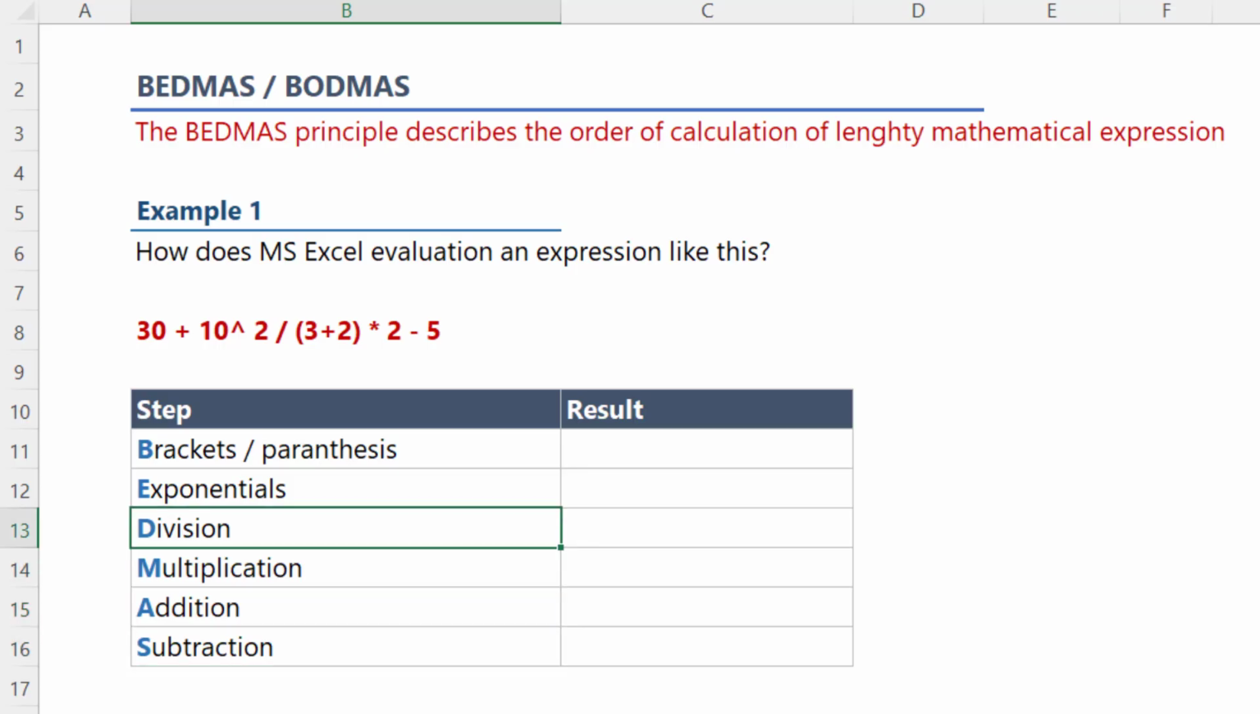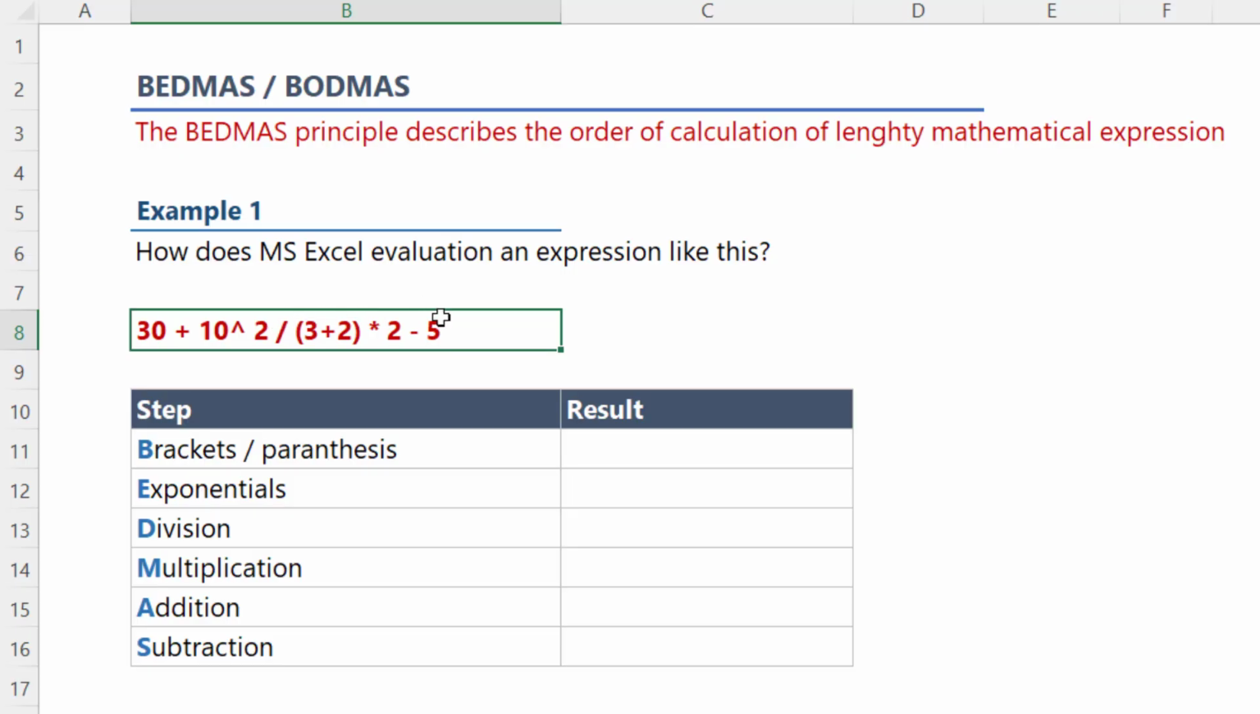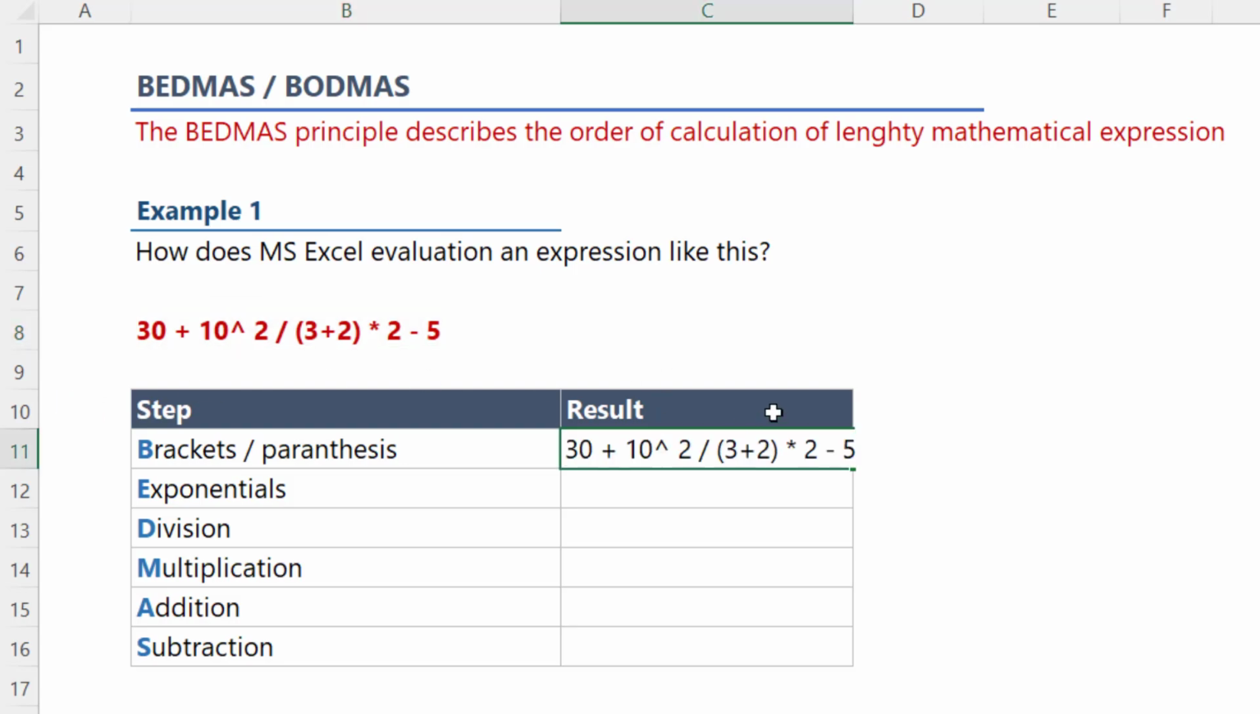What this means is, when you have a lengthy expression like this, the first thing to be evaluated will be the ones that are within the brackets. So let me copy this. What is it that it's going to evaluate first? If we look at it, it's 3 plus 2 that's within the brackets. So that is going to get evaluated first. So this equation is essentially going to become 30 plus 10 square divided by 5 times 2 minus 5.